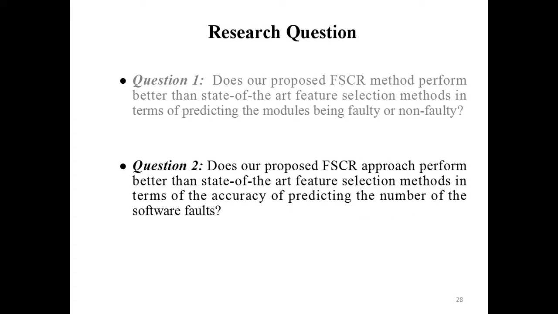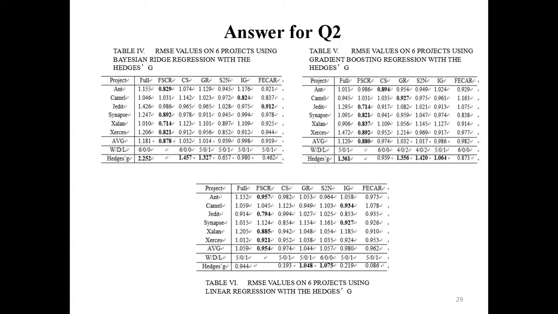Question 2. Does our proposed FSCR approach perform better than state-of-the-art feature selection methods in terms of the accuracy of predicting the number of software faults? Tables 4, 5, and 6 present the detailed RMSE values of each project on 3 regression models. From these tables, we can observe that FSCR achieves a better average RMSE value than all the other methods.